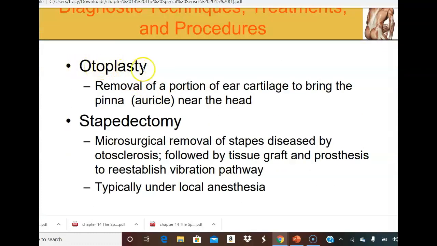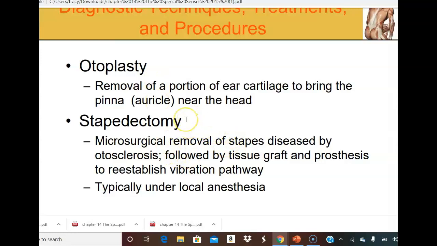So otoplasty, okay, oto means ear, plasty means surgical repair of. So this is someone who has an ear job, so to speak, where their ears maybe flare out a little bit and it's not as aesthetically pleasing as they'd like. So they will pull the cartilage of the ear back so that the ears are closer to the head. That's sort of the counterpart to a rhinoplasty, which is having the nose fixed. This is having the ears fixed.